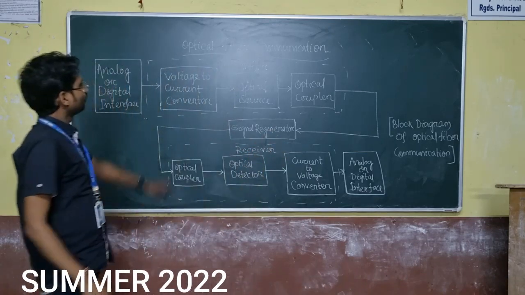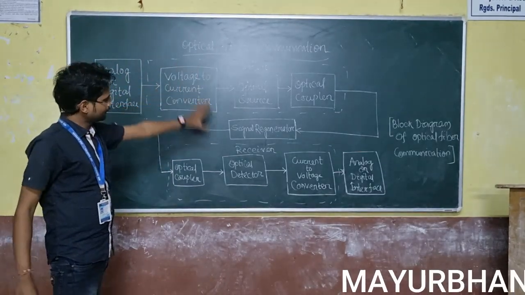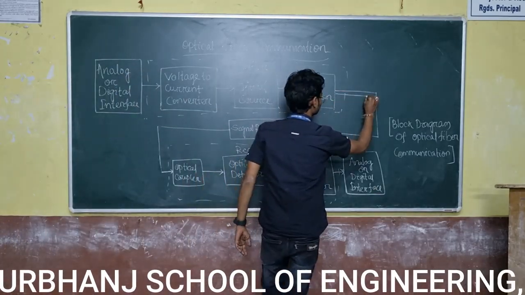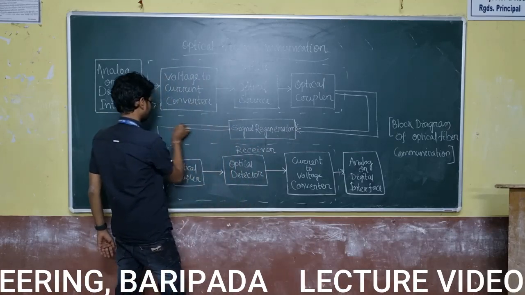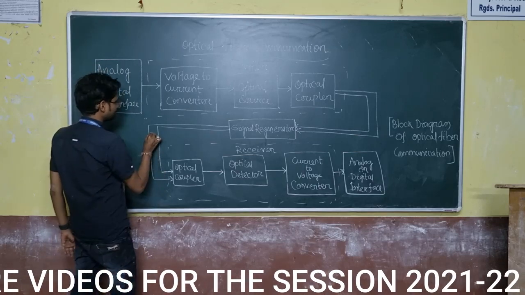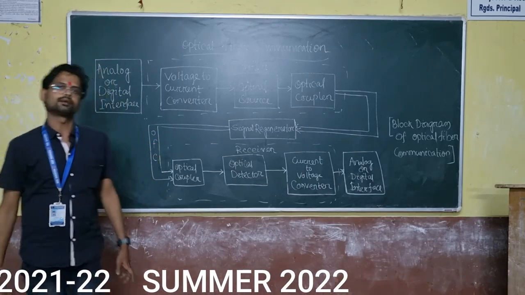So the upper segment is your transmitter and this is your receiver, and the rest of it is the optical fiber, OFC, or optical fiber cable.